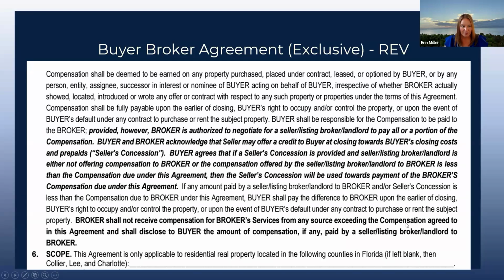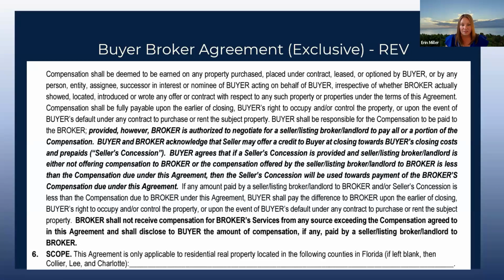Okay, so here's how this is going to play out. You enter into a buyer broker agreement with your buyer for compensation of X. This agreement allows you to negotiate to receive a portion or all of that compensation from the listing broker or from the seller. If they agree to pay all of the compensation that's due to you as a buyer's broker, if they agree to pay X, then great. The buyer's obligation will just be fulfilled when that payment is made at closing.